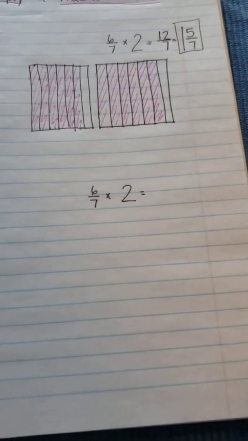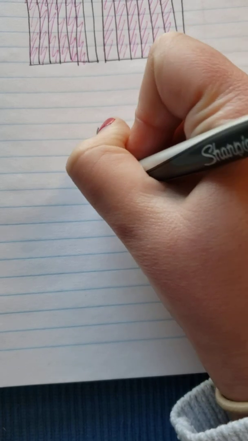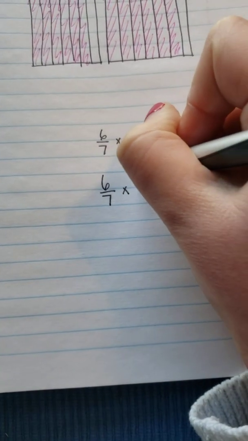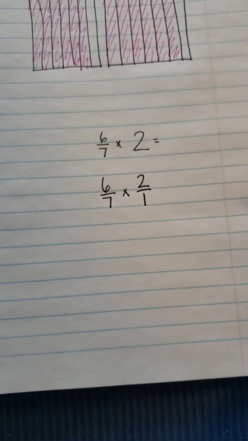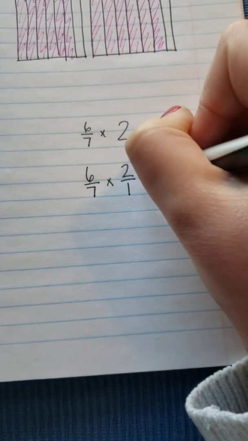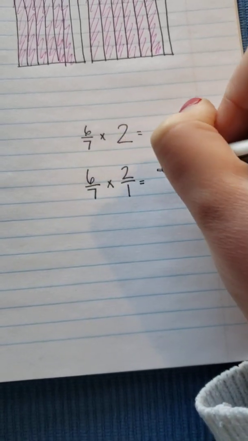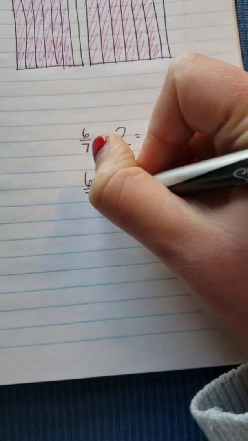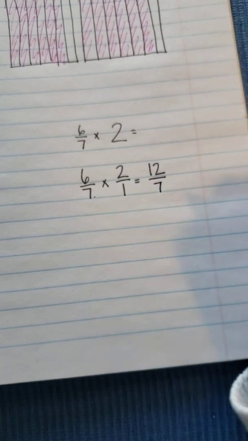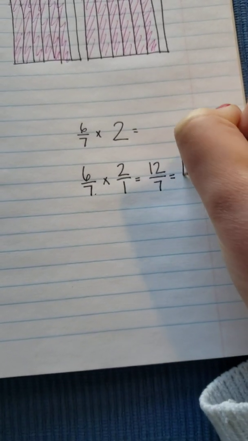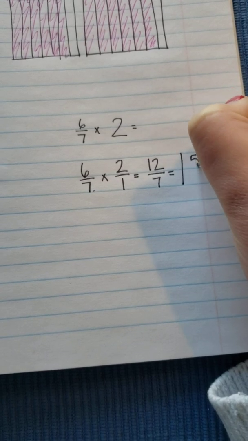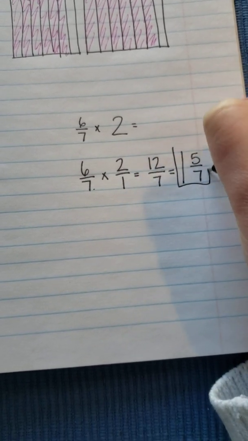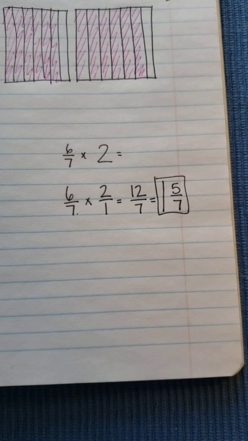When we're trying to show this problem numerically, what we're going to do is rewrite 2 wholes as a fraction. So in order to do that, I will show 2 over 1, and then I'm just going to multiply across again. So 6 times 2 is 12, 7 times 1 is 7. I'm going to simplify, and I get 1 and 5 sevenths.